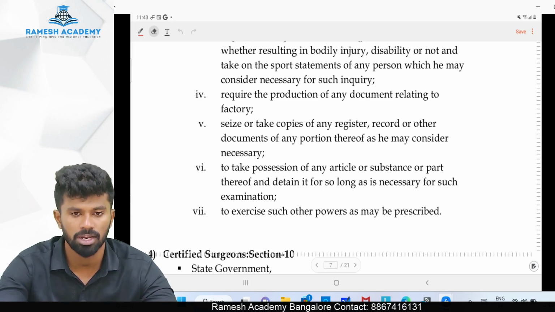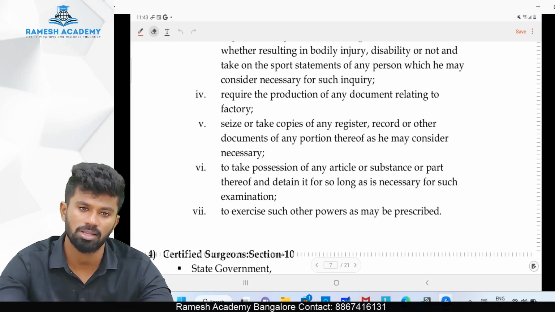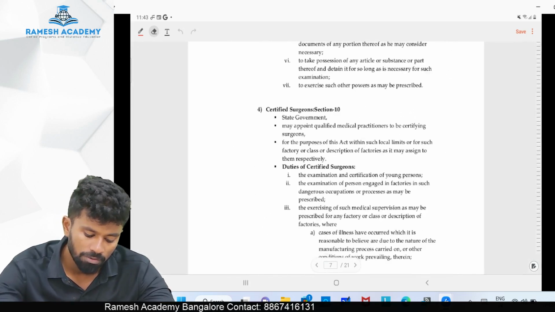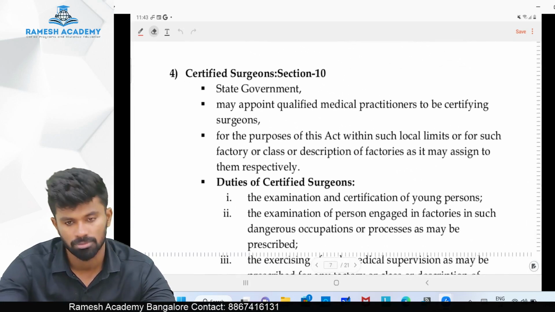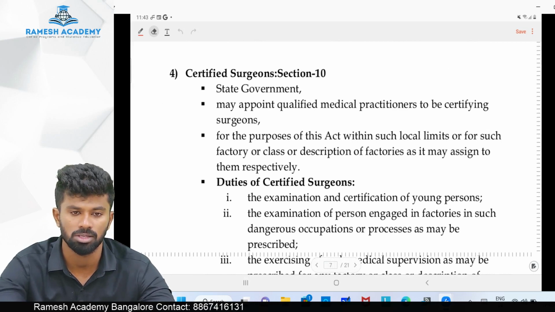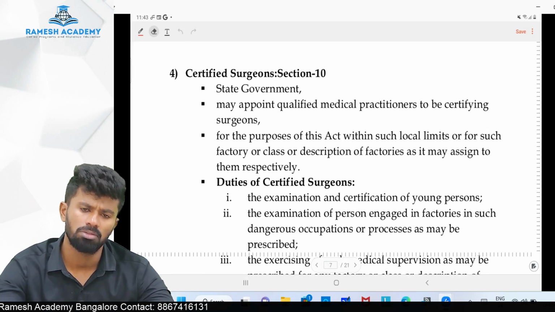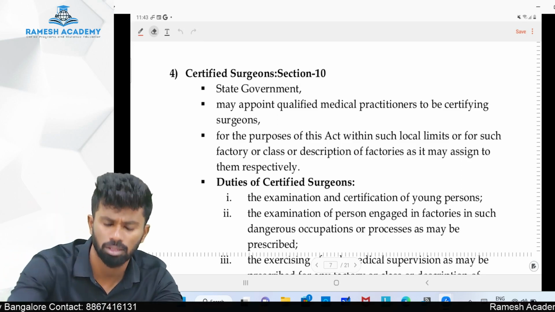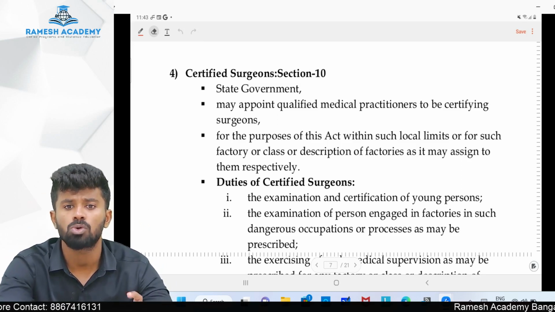Section 8 provides that the state government can recognize a person as inspector, and his powers are in section number 9. Certified surgeon, section number 10. Who are certified surgeons? Certified surgeons are the ones who have been identified by the state government, who will certify that a young person is competent to work.